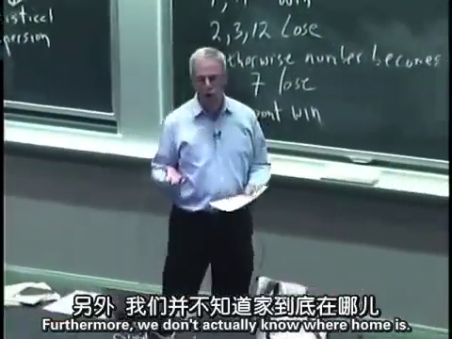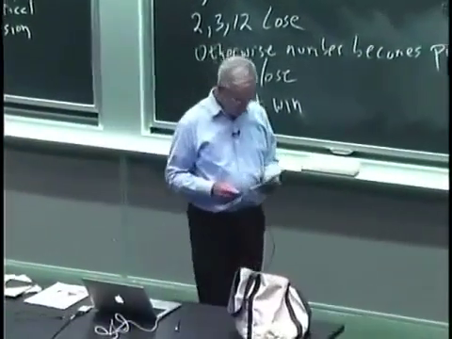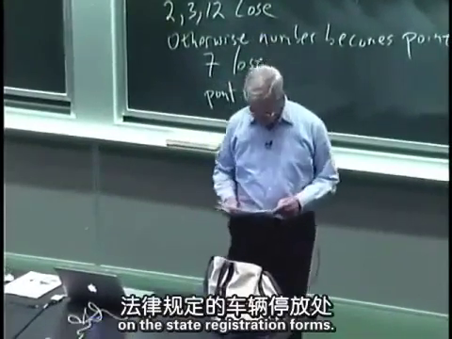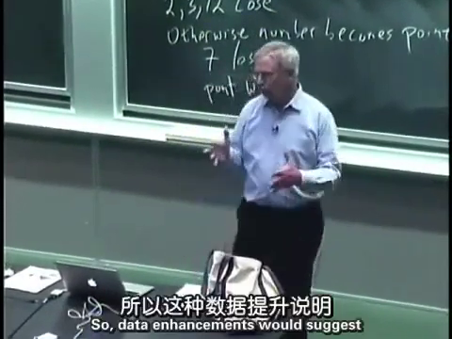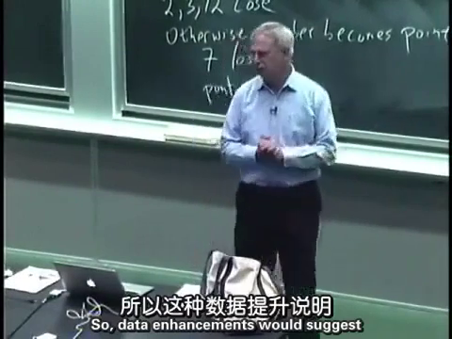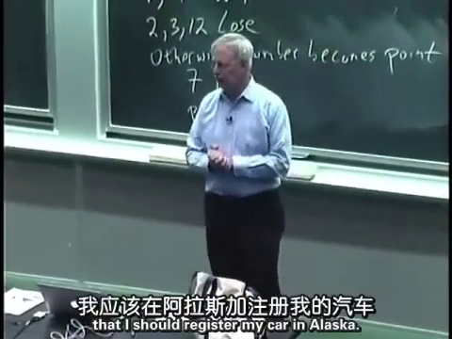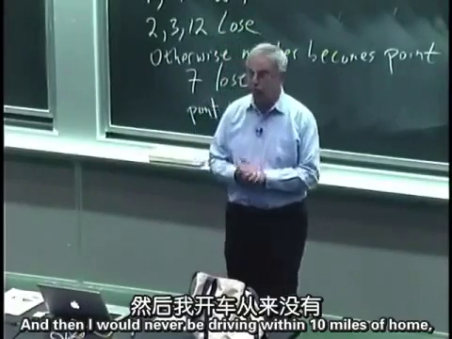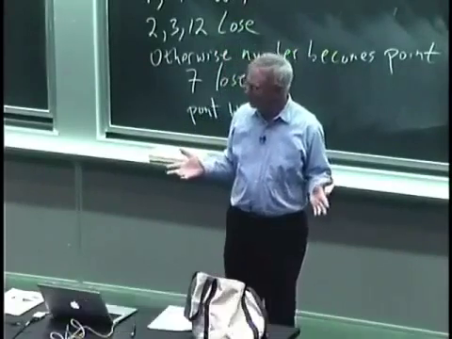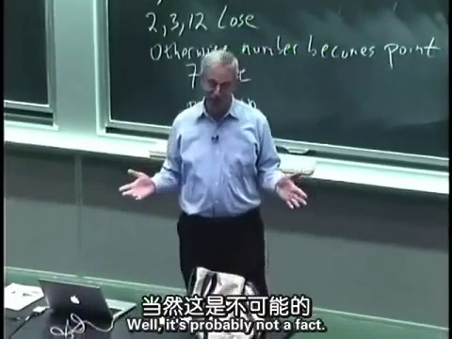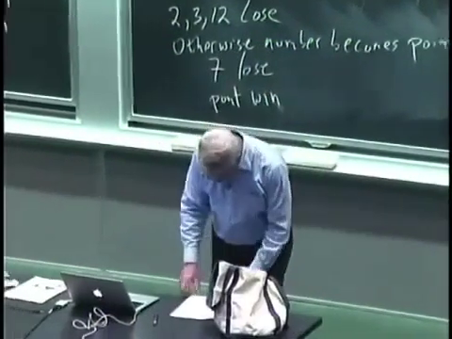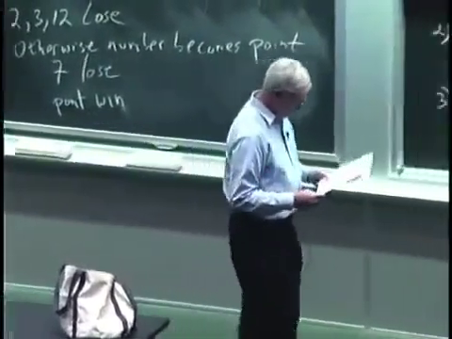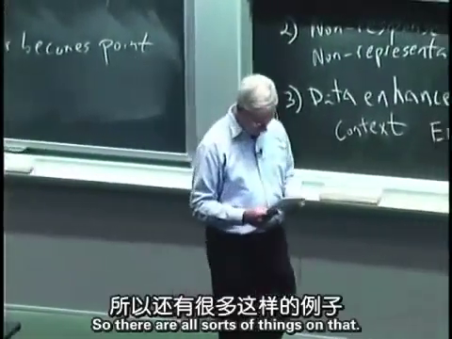Furthermore, we don't actually know where home is. Home is where the car is supposedly garaged on the state registration forms. So data enhancement would suggest that I should register my car in Alaska. And then I would never be driving within 10 miles of home, and I would be much safer. Well, that's probably not a fact. So there are all sorts of things on that.